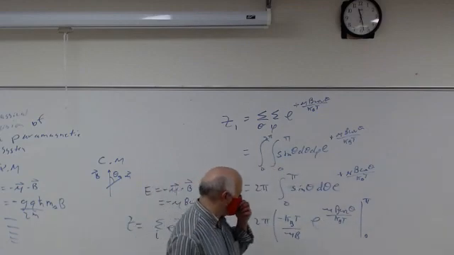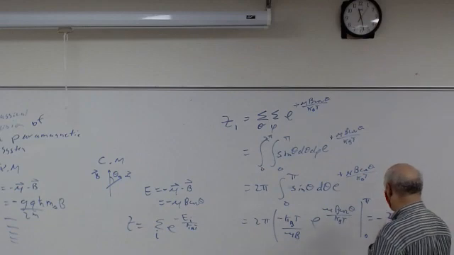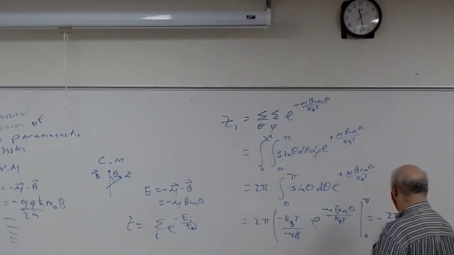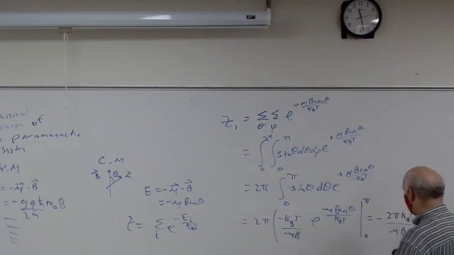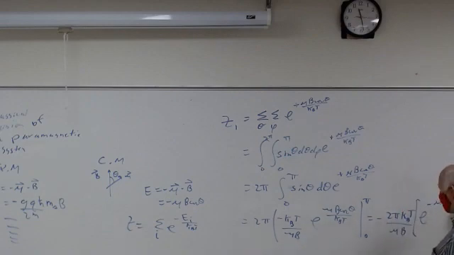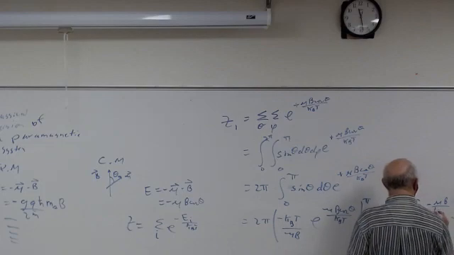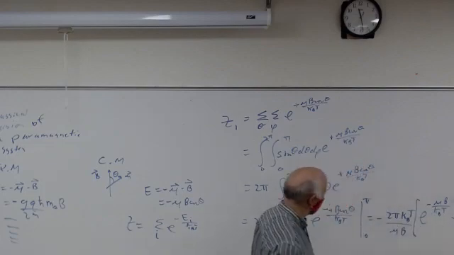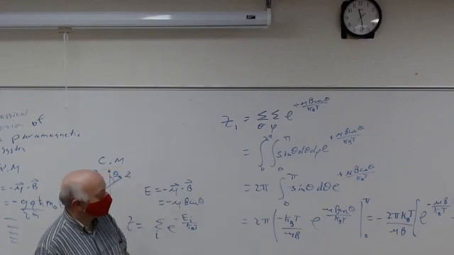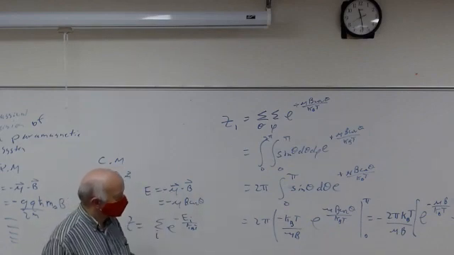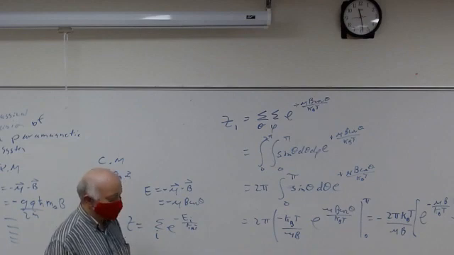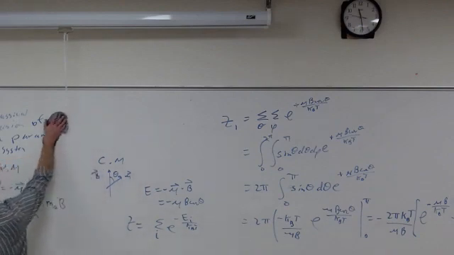Okay. So if you do this, what do you get? You get this minus 2 pi k_B T over mu B times e to the minus mu B over k_B T. And I subtract the lower limit, and this is minus e to the mu B over k_B T. Hey, and I think we have a friend here. Let's make that look a little more friendly.